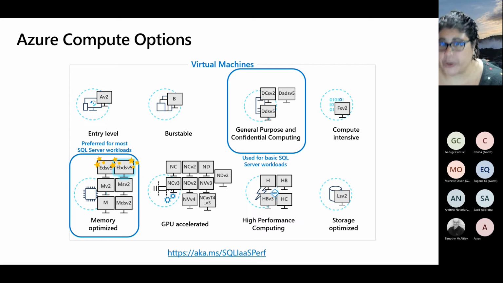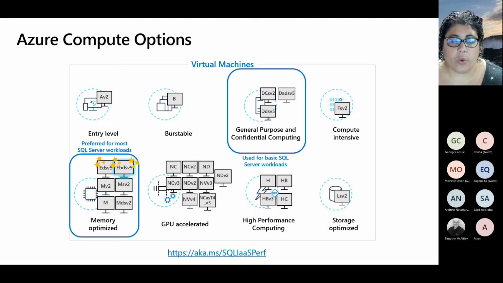So the ones that we generally recommend that you focus on for SQL Server are the memory optimized and the general purpose. Now you know SQL Server is a memory intense application, so having a memory optimized VM is what most people want. But there are some entry-level servers or some of your development servers that really don't need as many resources. Those you could go with a general purpose VM, but these are the ones that you want to focus on for most of your SQL Server workloads.